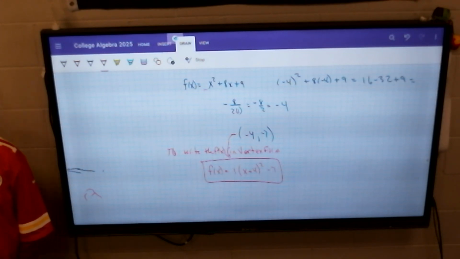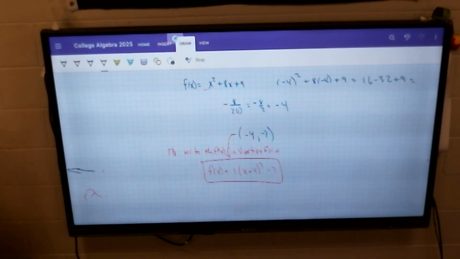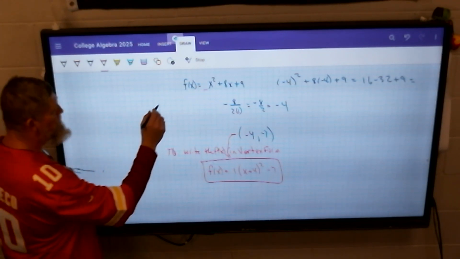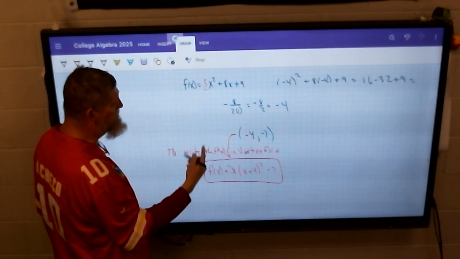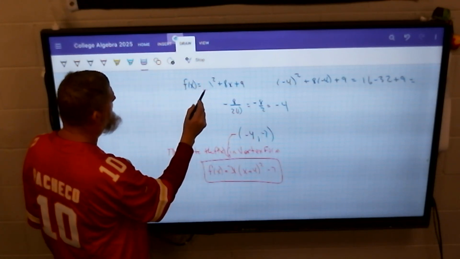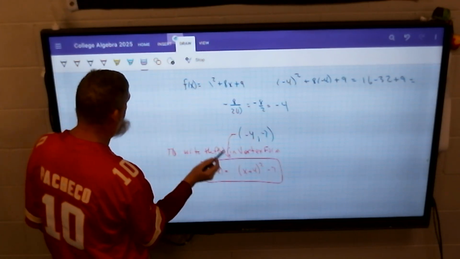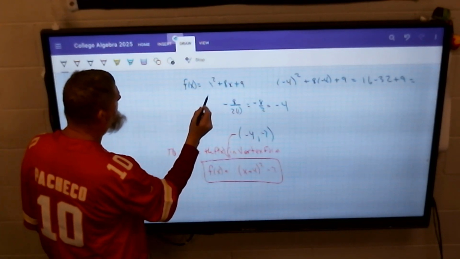Do we have to put the 1 in front of the x plus 4 squared? You don't. I just did it to show you what a is, and it doesn't matter. If this was 3 or something, you would just bring it down here. It's always going to be the same.